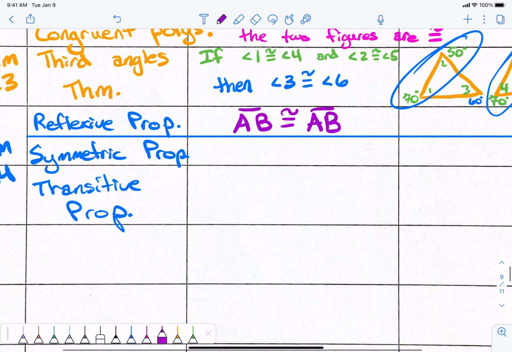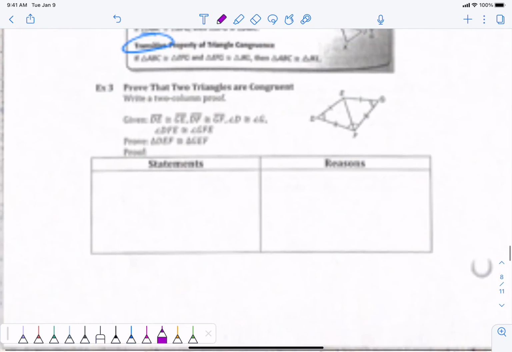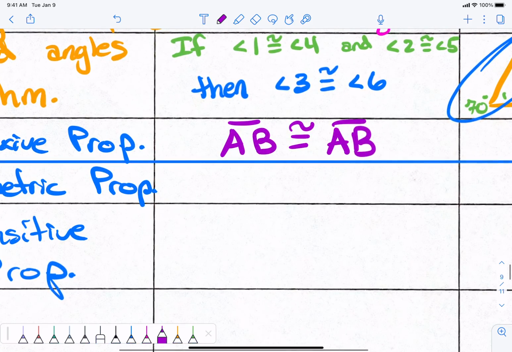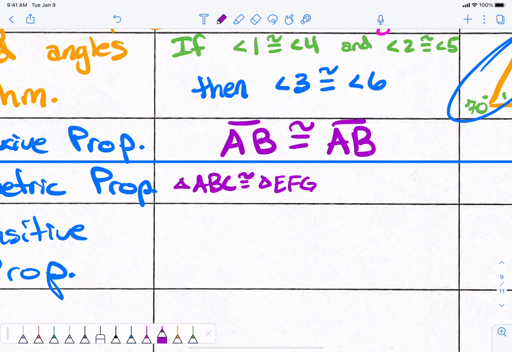The symmetric property. Let's say if you have triangle ABC is congruent to triangle EFG, then by the symmetric property, I'm able to say triangle EFG is congruent to triangle ABC. Like I can just flip those two around and it's the same thing, right? ABC, EFG, EFG, ABC. I can write those two the other direction.